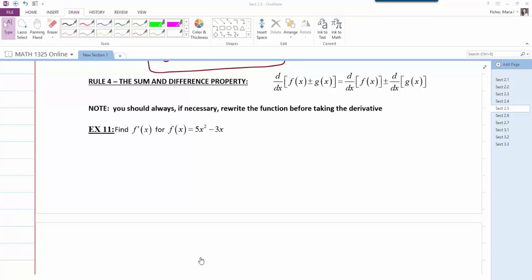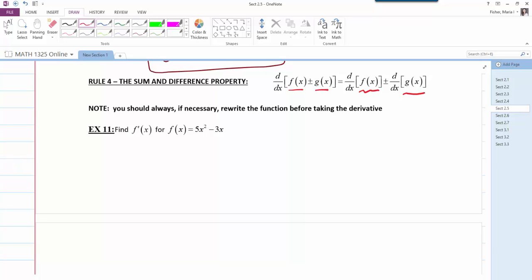The sum and difference property says that if you want to find the derivative of something that has terms that you're either adding or subtracting together, you're allowed to just find the derivative of each term at a time. So we've learned all the different rules that we're going to learn in this section, right?